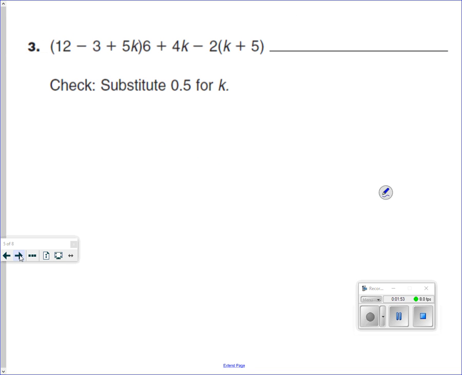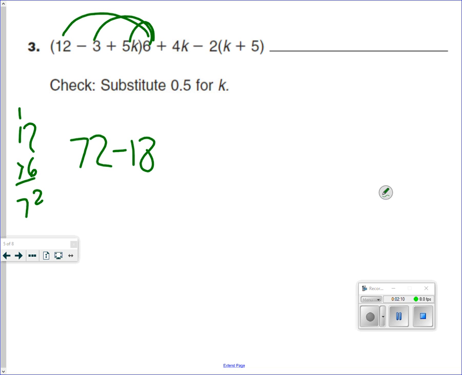Next we have 12 minus 3 plus 5k, but I'm multiplying by 6 because 6 is in here. So 6 times 12, I should know this mentally, but I'm just going to work it out. 72, so I have a 72. 6 times a negative 3 is negative 18. 6 times 5k will give me plus 30k. I'm going to add the 4k into the problem. And now I'm going to be multiplying negative 2 times k, so I have a negative 2k. And I have negative 2 times 5, so that is a negative 10.